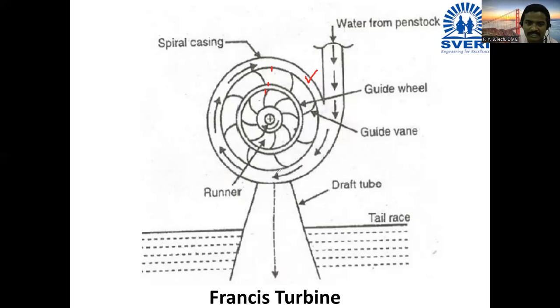Basic intention is to generate the electricity. Firstly, we obtain the mechanical energy, that is mechanical power. Then we convert it into the electrical energy by using a generator. Okay, so very simple working of this Francis turbine.